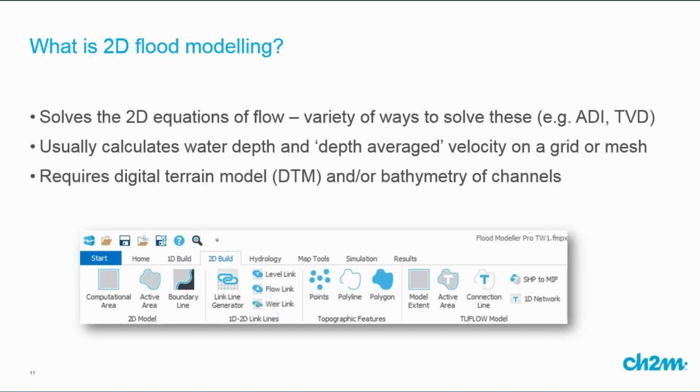It's 2D, not 3D, so that usually means it's doing a depth average calculation of velocity on a grid, working on a grid or a mesh. The key data item for a 2D model is a digital terrain model for the floodplain, and if you're also modelling the channel, you need to have full bathymetry of the channel.